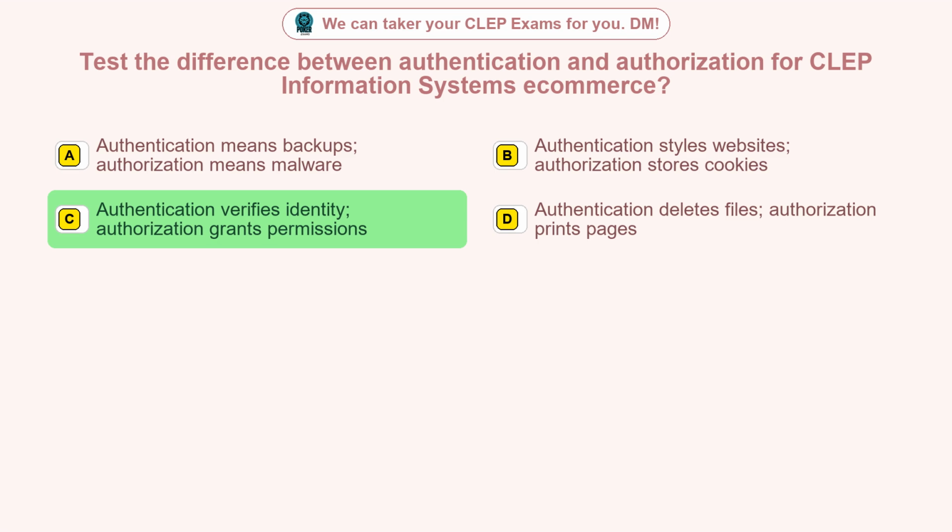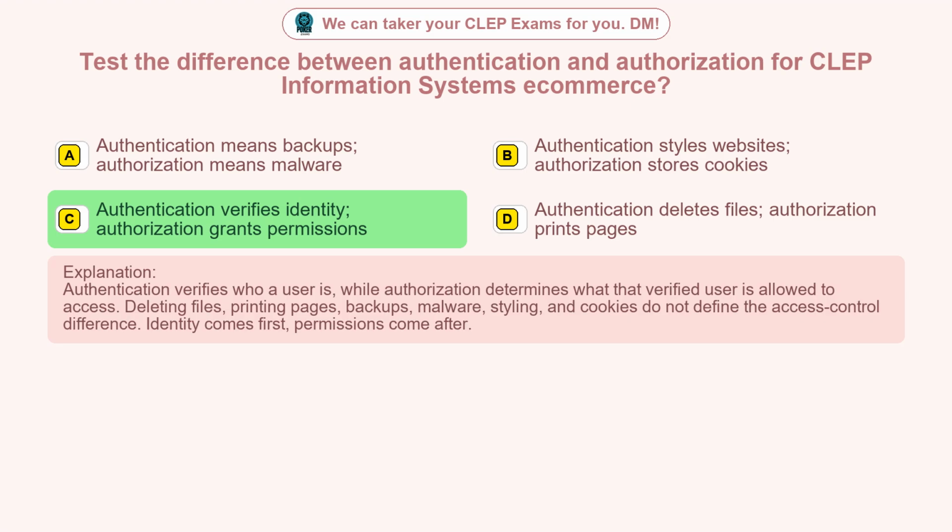Authentication verifies identity, authorization grants permissions. Authentication verifies who a user is, while authorization determines what that verified user is allowed to access. Deleting files, printing pages, backups, malware, styling, and cookies do not define the access control difference. Identity comes first, permissions come after.